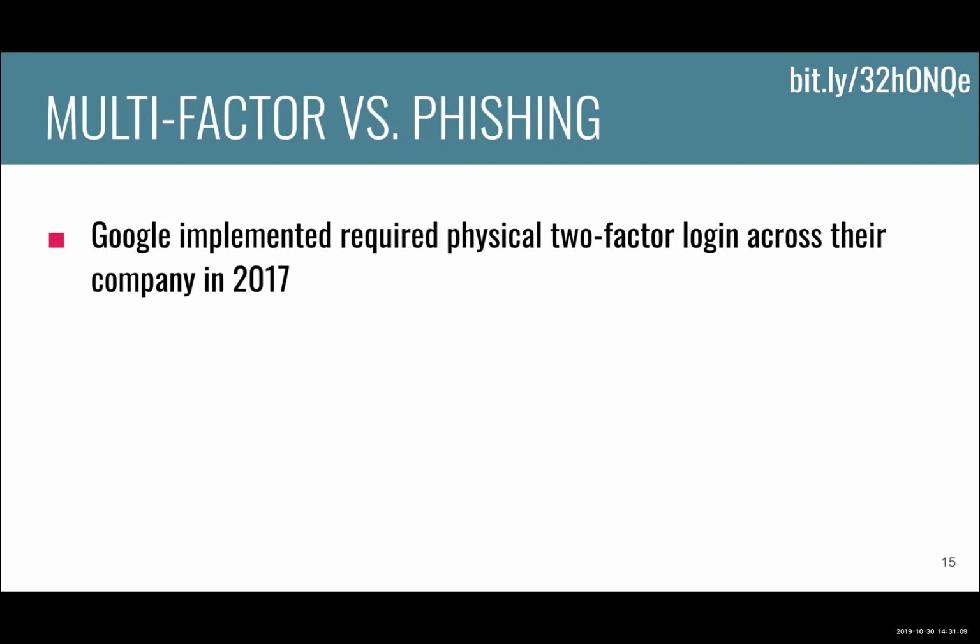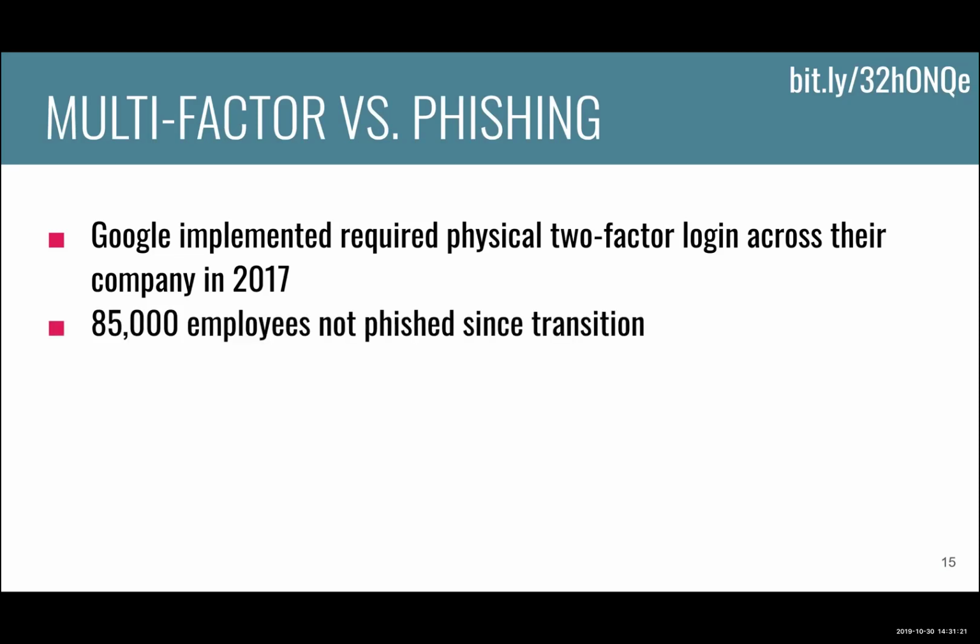So with that in mind, multi-factor versus phishing. Do you want to talk about the Google example? Yeah, so Google implemented a physical two-factor login for their company employees. And Google's employees are very high-profile targets. There are a lot of people who would love to have access to as much of Google's stuff as possible. They had 85,000 employees at that time. And once they started this as a mandatory policy, in the 2 years since they had started measuring this, they have not had a single person be successfully phished.